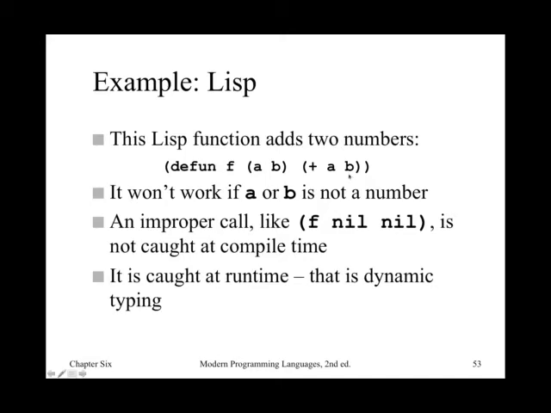And then that kind of stack-based approach, right, where I'm going to give you the operator and then the operands. So it's a plus b. In Lisp, if a or b is not a number, it won't work. And a call like f nil nil isn't caught at compile time, but it is caught at runtime, right? And that's an example of dynamic typing in Lisp.